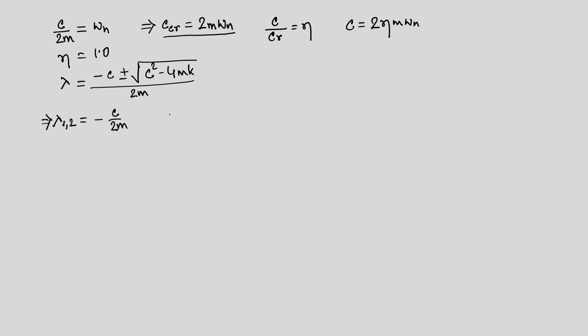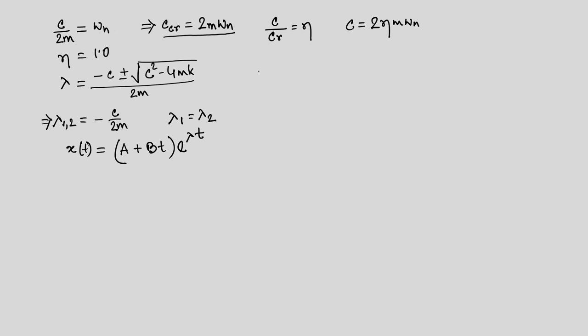So, in this case, we have basically lambda 1 equal to lambda 2. So, you have two roots, but two equal roots, and not only that, they are also negative. So, what will be the nature of the solution? X of t will be equal to (A plus B t) e to the power lambda t.